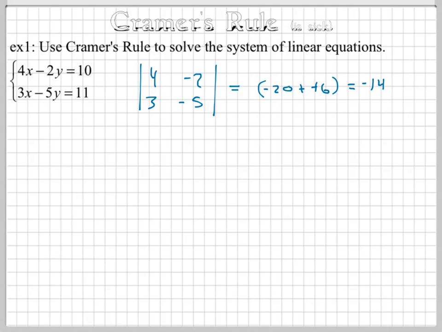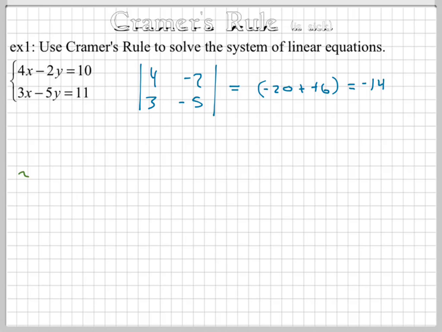Now, the goal here is to find the x and to find the y. Find the x values and find the y values. You guys are used to doing this by solving using substitution or elimination, or even an augmented matrix, which is what we learned how to do last week. Okay, check this out. This is so cool.